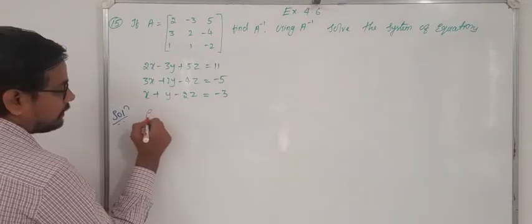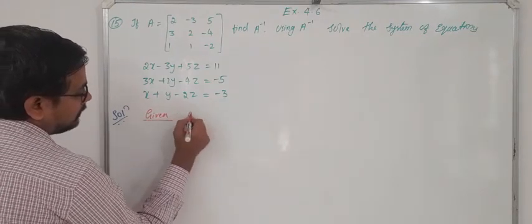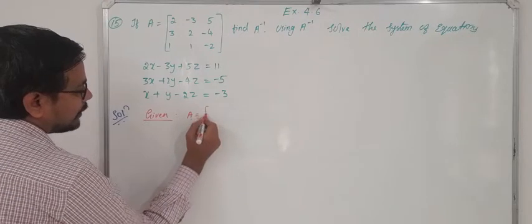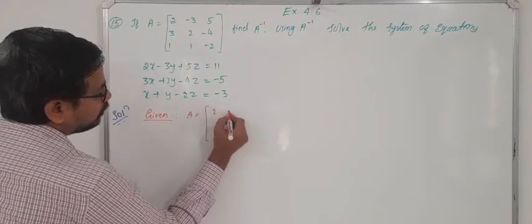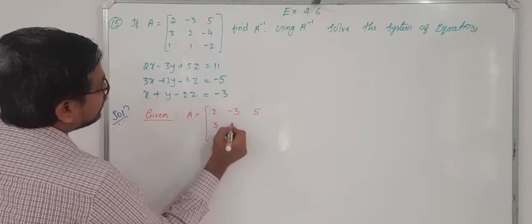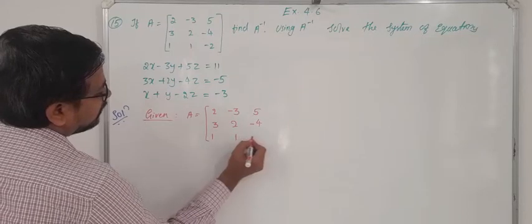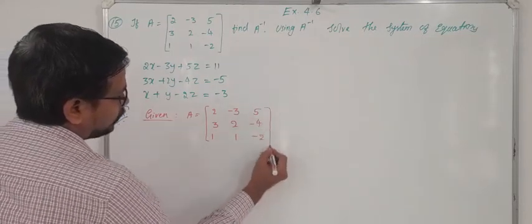What they have given here is A, a 3 cross 3 matrix, that is 2, minus 3, 5; 3, 2, minus 4; 1, 1, minus 2.